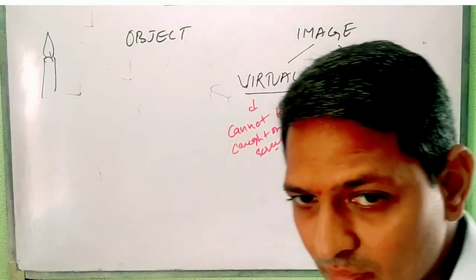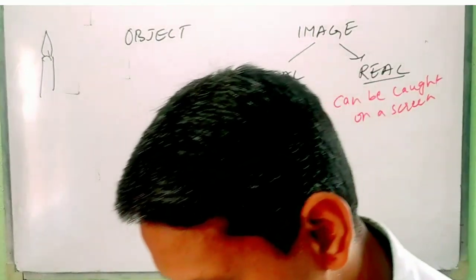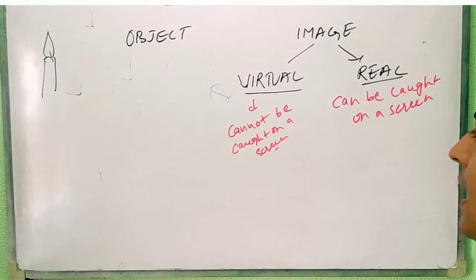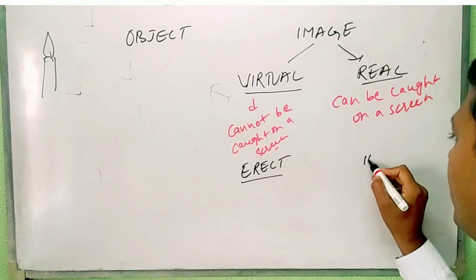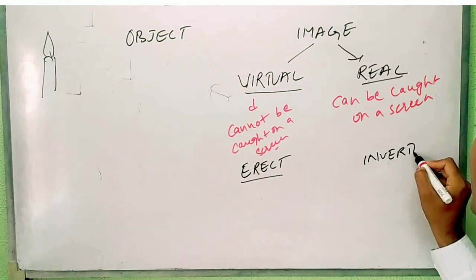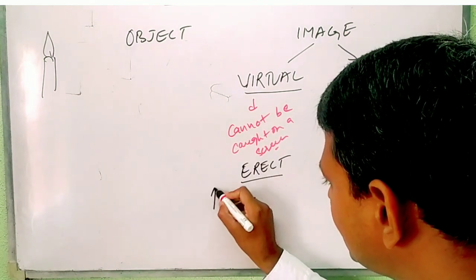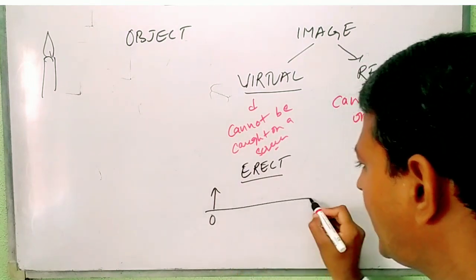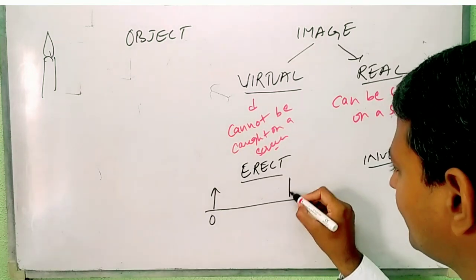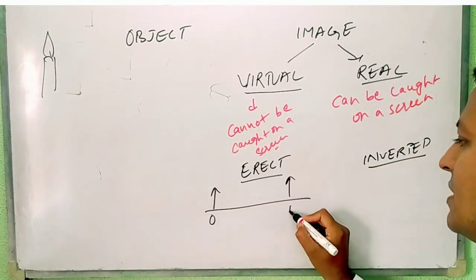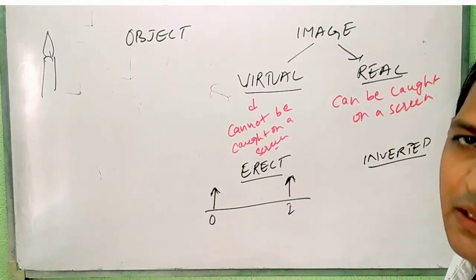So these are the two important words which we need to understand. In explaining image, we should also understand the next two words, erect and inverted. What is the meaning of erect and what is the meaning of inverted? Erect means if I place an object like this, and after reflection the image is formed like this, the way the object is, the image is also the same. Here the head is up, and here the head is also up, then this is called an erect image.